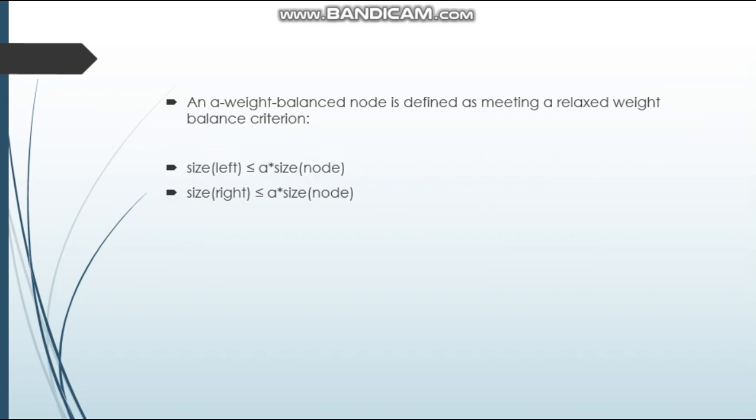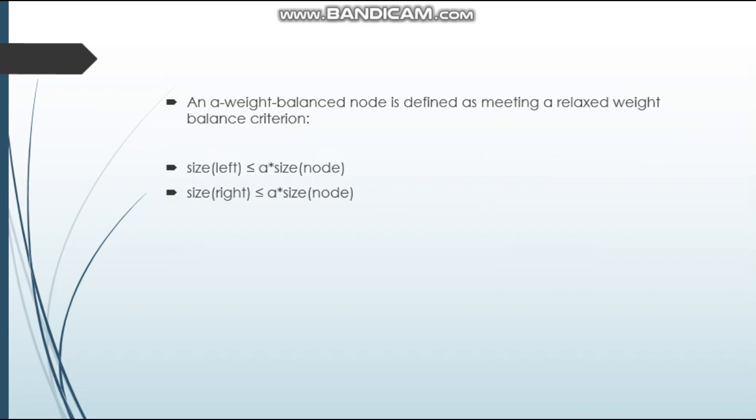A binary search tree is said to be weight balanced if half of the nodes are on the left of the root and half on the right. An alpha weight balanced node has a relaxed weight balance criteria, and that can be seen in the slide. Size of the left subtree should be less than alpha times size of the node, and size of the right subtree should be less than or equal to alpha times size of the node.